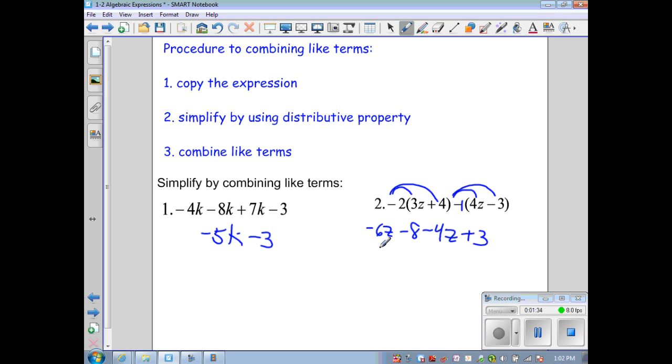Now I want to combine like terms. My two like terms are the z's and also the constants. So here, a -6z, and then we use the symbol that is in front of the other term. So a -6z minus 4z is a -10z, and then a -8 plus 3, which is a -5.